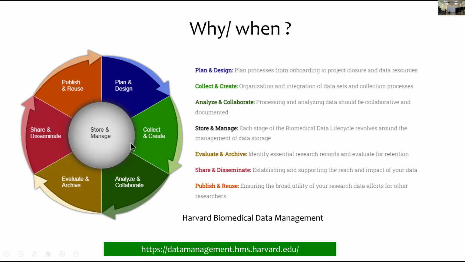This is a very nice website for those interested, the Harvard Biomedical Data Management website, from which I've taken this nice picture. It tells a story of where we are. You can be in the planning stage, you may be collecting data, you may be analyzing, but really I'm going to talk about planning, collecting data and creating the data set. That's where we are going to focus.